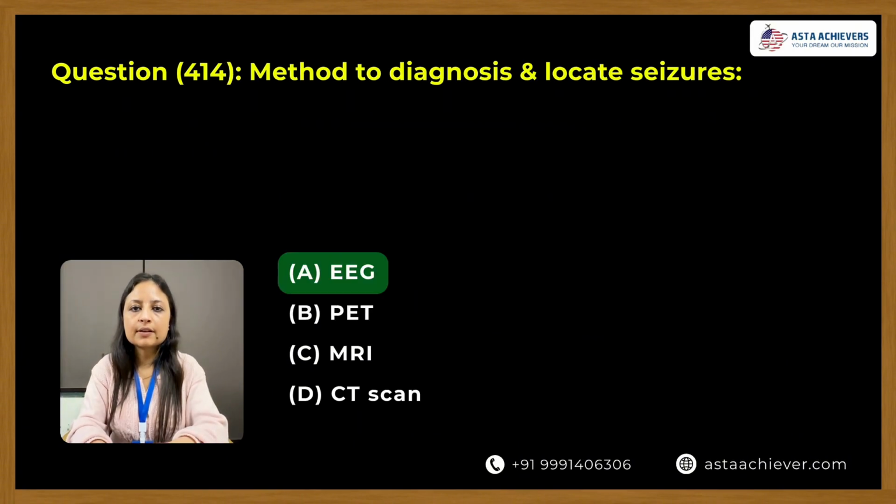Question number 414. Method to diagnose and locate the seizures. So option A, EEG. Option B, PET. And option C, MRI. And option D, CT scan. So option A, EEG is the correct answer.